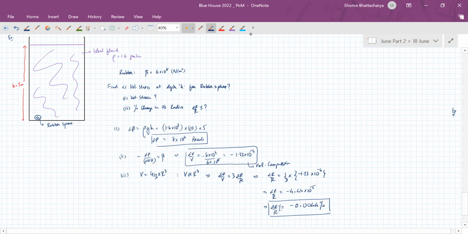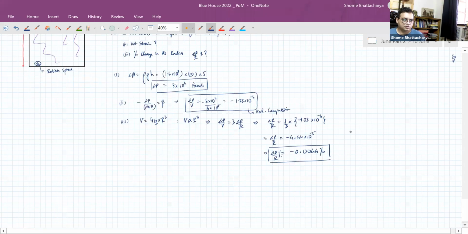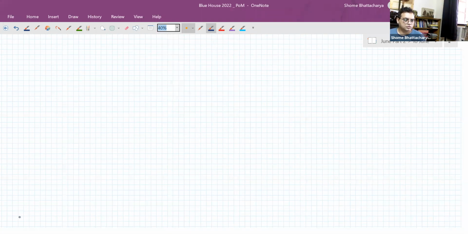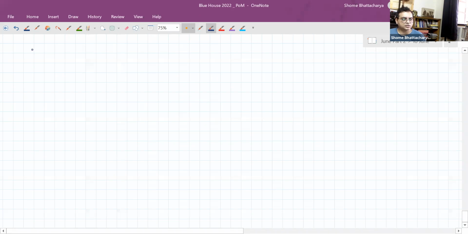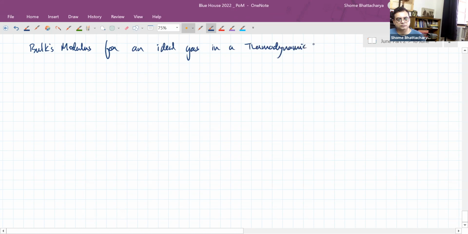Okay, so let's move on now. The next thing we'll see is bulk's modulus for an ideal gas in a thermodynamic process. So we'll develop a general formula for this.